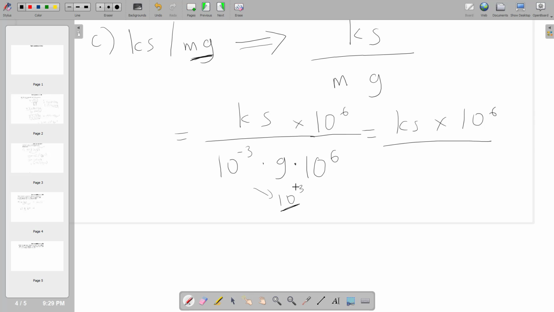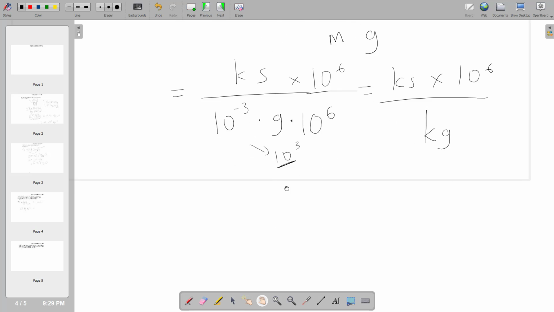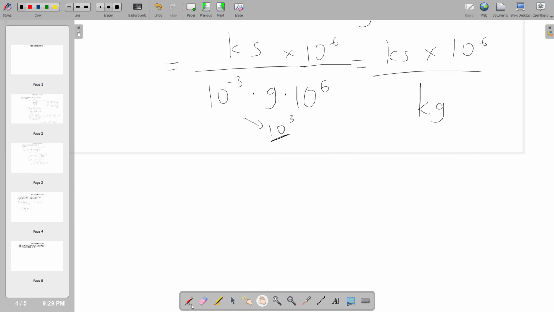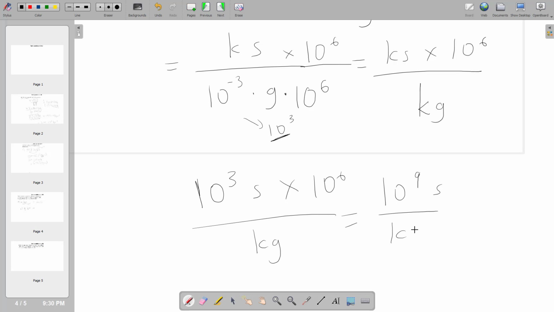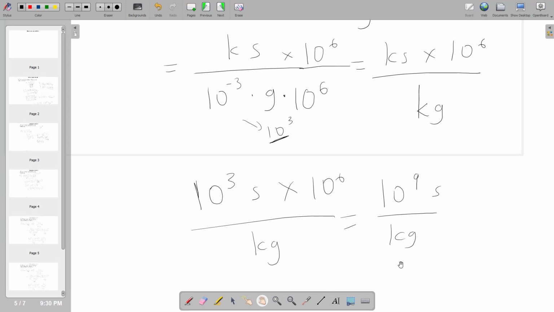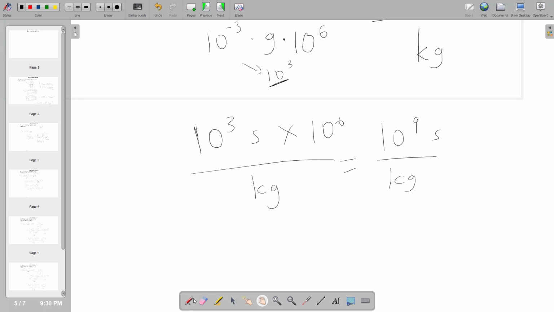Now we have our kilogram here, so dividing kilogram. So here we just need to further simplify our numerator. So we have kilosecond multiplying 10 to the 6. Our kilo is 10 to the 3 seconds times 10 to the 6 of a kilogram. 10 to the 3 times 10 to the 6 gives us 10 to the power 9 seconds, and that gives us gigaseconds per kilogram.